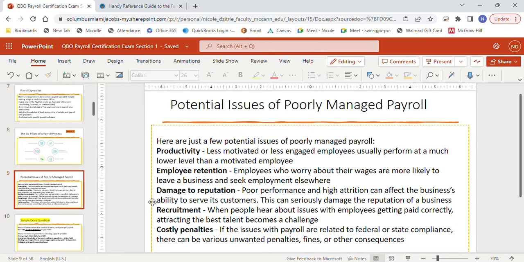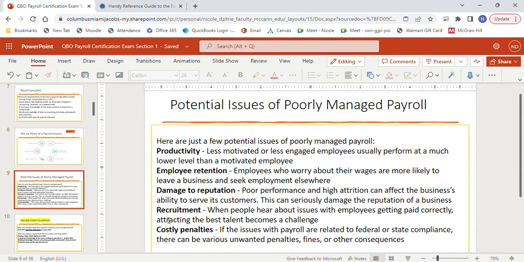Employee retention, so it kind of goes hand in hand. Employees who worry about their wages are more likely to leave a business and seek employment elsewhere. Damage to reputation. Poor performance and high attrition can affect a business's ability to serve its customers. This can seriously damage the reputation of a business. So if you have some red flags or you've gotten fined because of poorly managed payroll, people not getting paid correctly, people start talking and say, I wouldn't work for them. They really mess around with people's pay. So you don't want to damage your reputation.